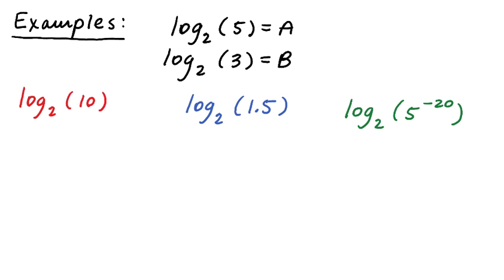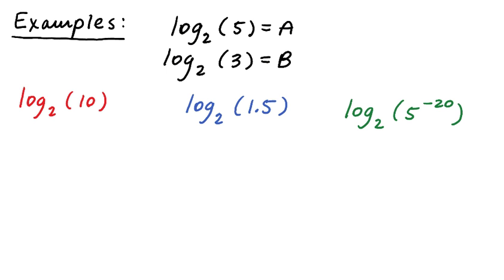Okay, I'll start with the one in red. 10. How do I make 10 out of 5 and 3? You really can't. We don't have a property for the log of a sum. That's not something we do. But you can also introduce that 2, because we know what the log with base 2 and argument 2 is. That's just 1. What exponent do I put on 2 to get 2? I just put the 1 exponent on 2 to get 2.